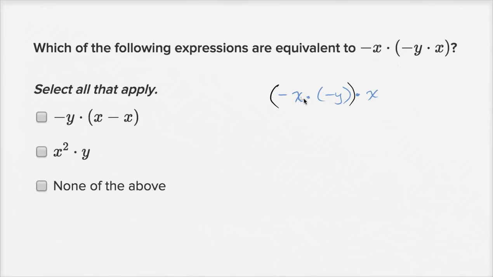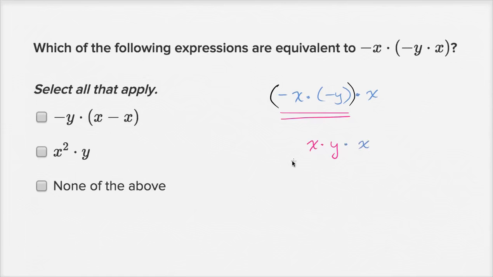And the reason why I find this interesting is a negative times a negative is going to be a positive. So this thing over here is going to be the same thing as positive x times positive y. Negative times a negative is a positive. So you're going to get positive x times y, and then you're multiplying by an x again.